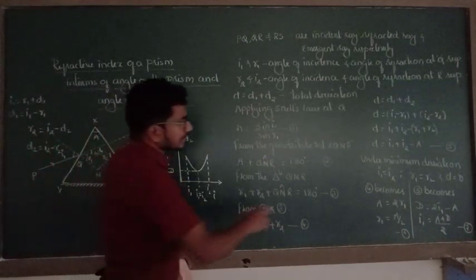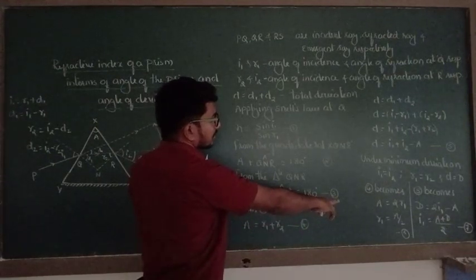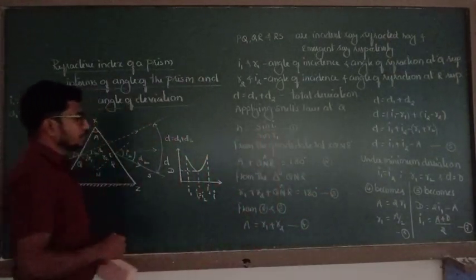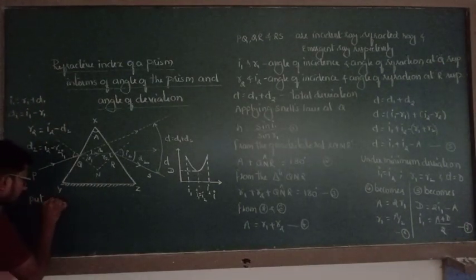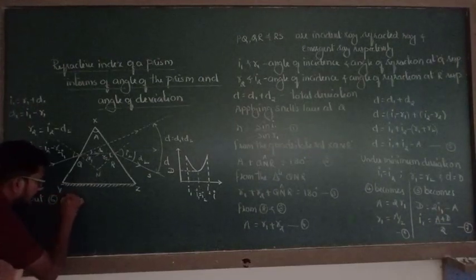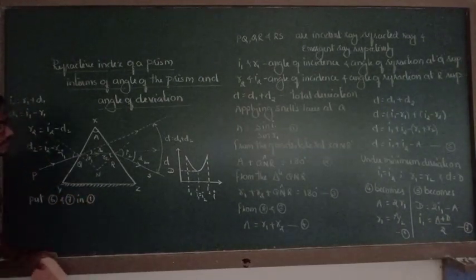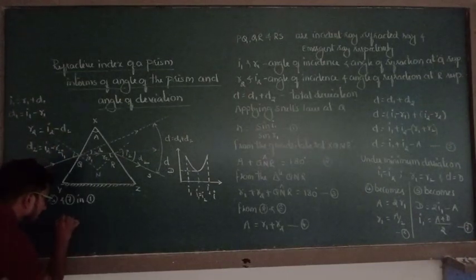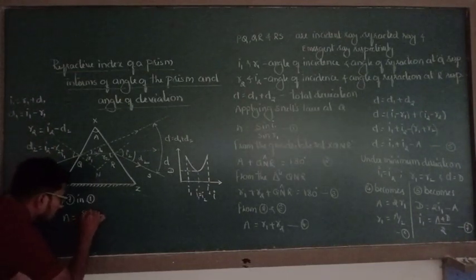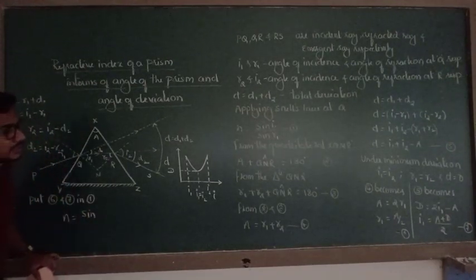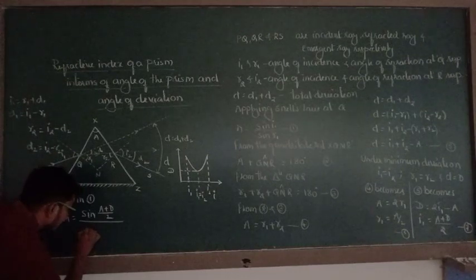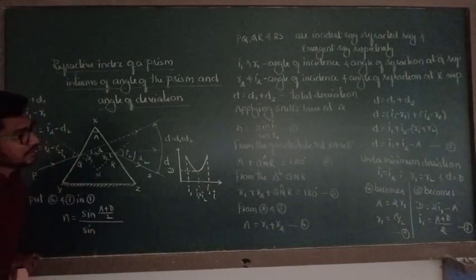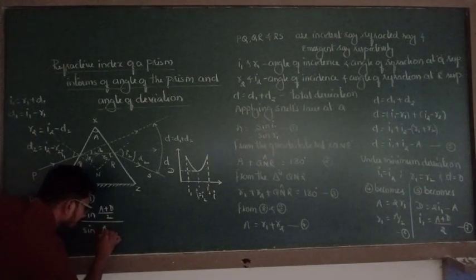From 6 and 7, substitute equation number 6 and 7 in equation number 1. Put equation 6 and 7 in 1. We will get n is equal to sin I1, I1 is equal to A plus D divided by 2, whole divided by sin R1, R1 is equal to A by 2.